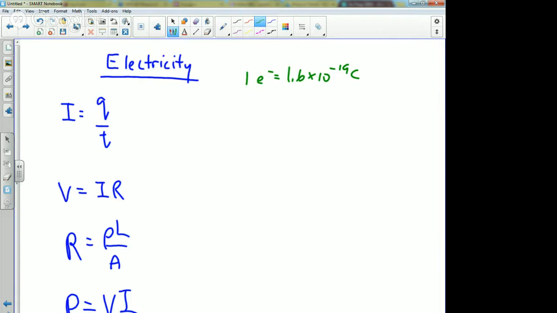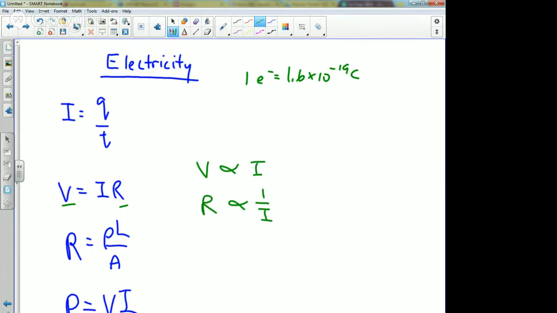For V equals IR, understand that V and R have no relationship with each other. V is directly related to current, resistance is inversely related to current, but neither of them affects the other. The stronger the potential difference, the greater the current. The greater the resistance, the less current you have.